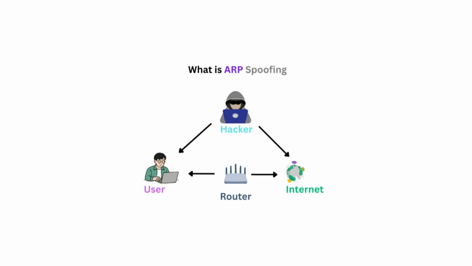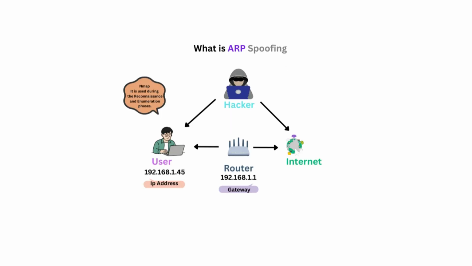Look at this layout. Usually, the user and the router talk directly to each other. It's a closed loop of trust. But that trust is about to be exploited. The attacker at the top sends fake ARP packets to both sides. He tricks the user into thinking he is the router, and tricks the router into thinking he is the user.